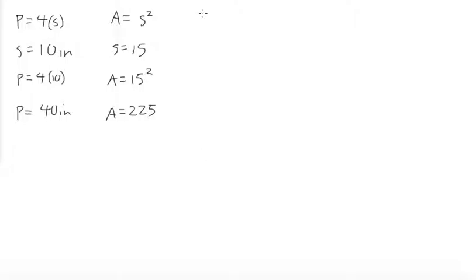All right, what about a rectangle? If we're looking for the perimeter of a rectangle, it's P equals 2 times length plus 2 times W. Say we know the length of the rectangle is 13 feet, and we know that the width is 8 feet.